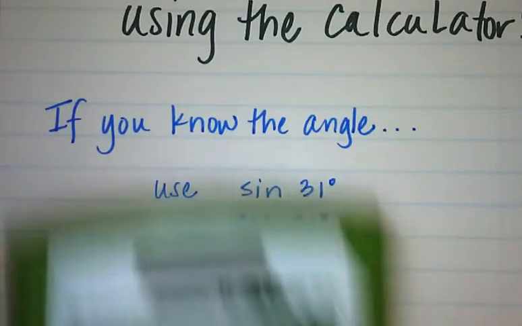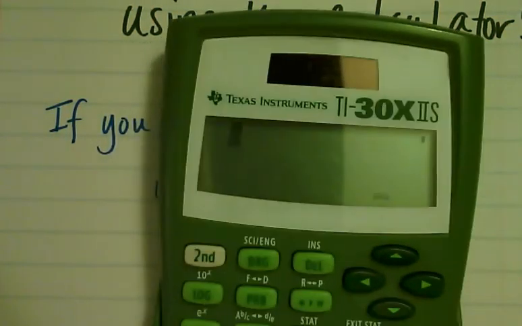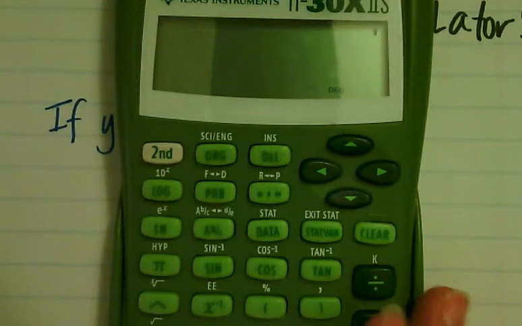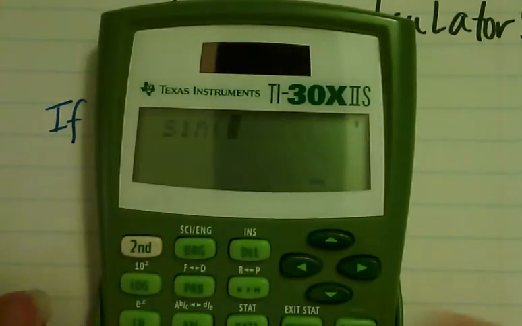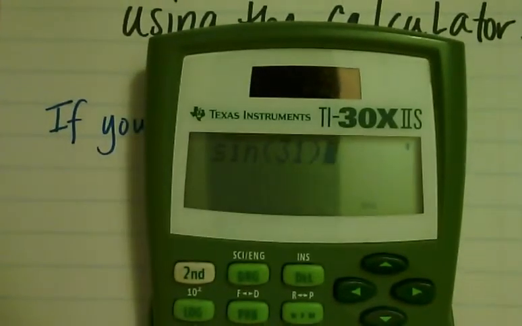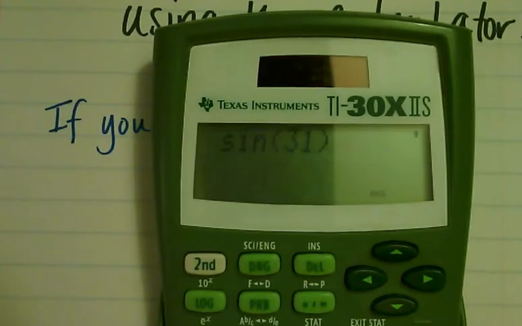All right, so for example, here is just our standard calculator that we have in the classroom. It might be hard to see, but your sine, cosine, and tangent buttons are right here. So here's sine, here's cosine, here's tangent. So if you know the angle, let's just say the sine of 31 degrees, you just type in the sine of 31 degrees, and then you hit enter.